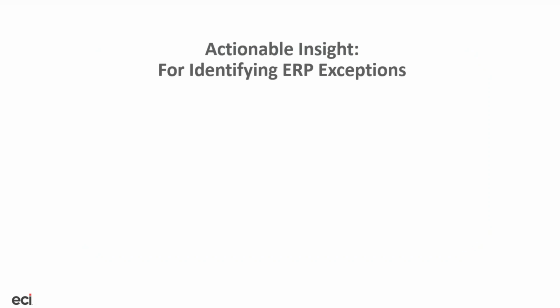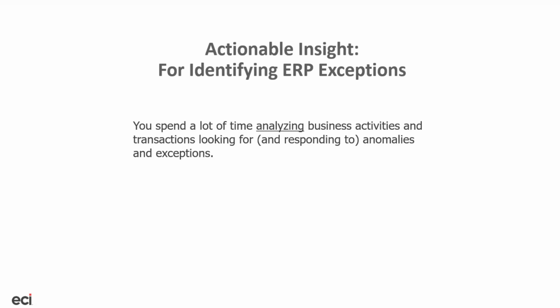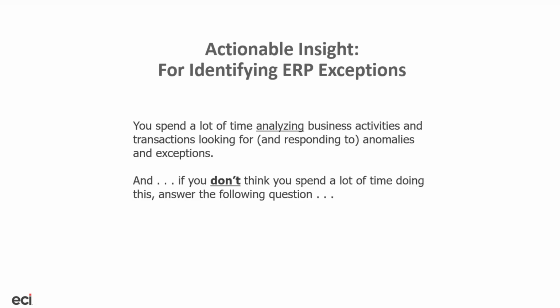So now let's talk about the second aspect of actionable insight, identifying ERP exceptions, anomalies. I like to refer to those as those times during the day when you become aware of a business condition, an overdue invoice, low stock, and you say to yourself, if only we had known. If only we had known about that, we could have done something about it. We could have prevented the problem from happening.